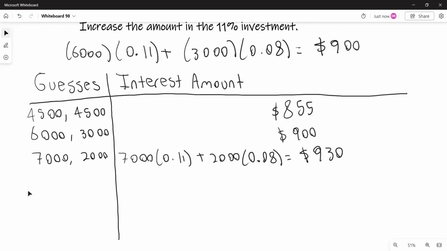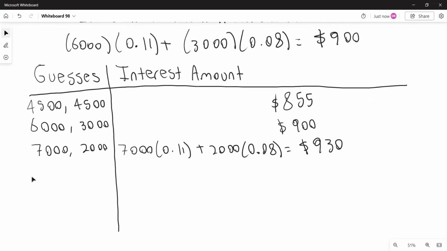So instead of increasing it by 1,000, since we are $6 below that, we're going to increase it by 100. We're going to increase the 11% investment by 100.